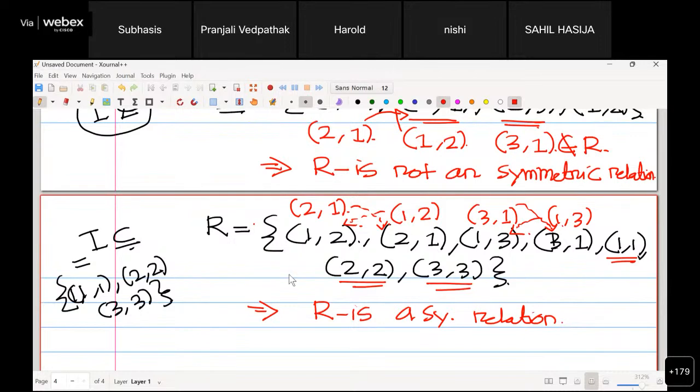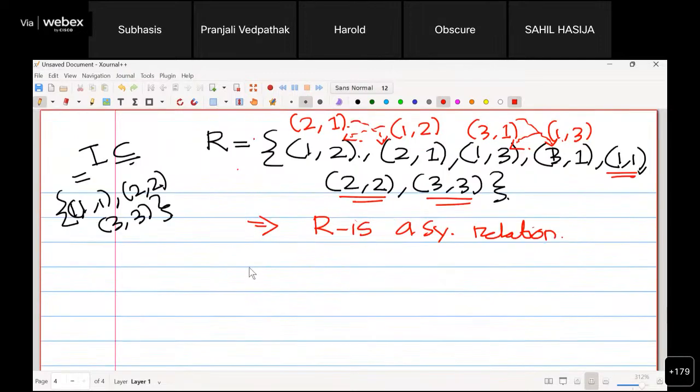Is the third example that you gave an equivalence relation, or is it just both symmetric and reflexive? Till now I have not discussed equivalence relation. Let me come to it. Once I discuss transitive relation, only then can I talk about equivalence relation.